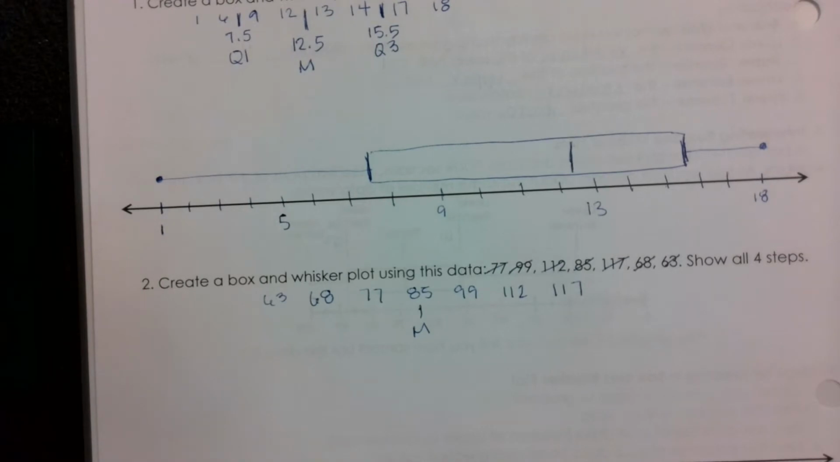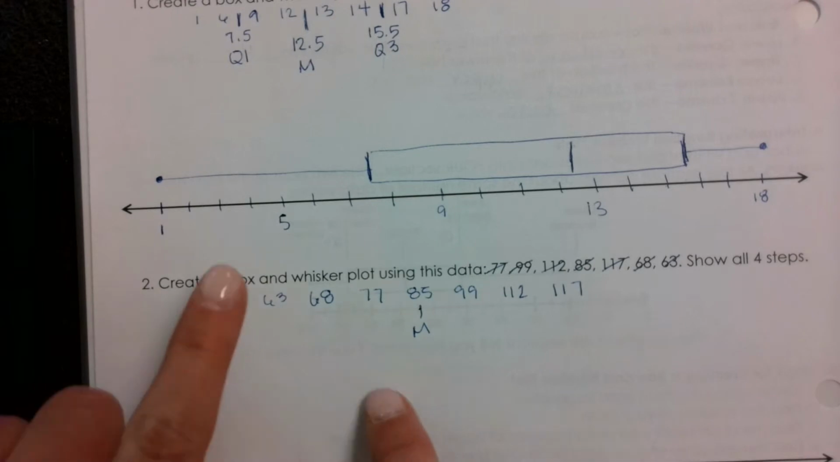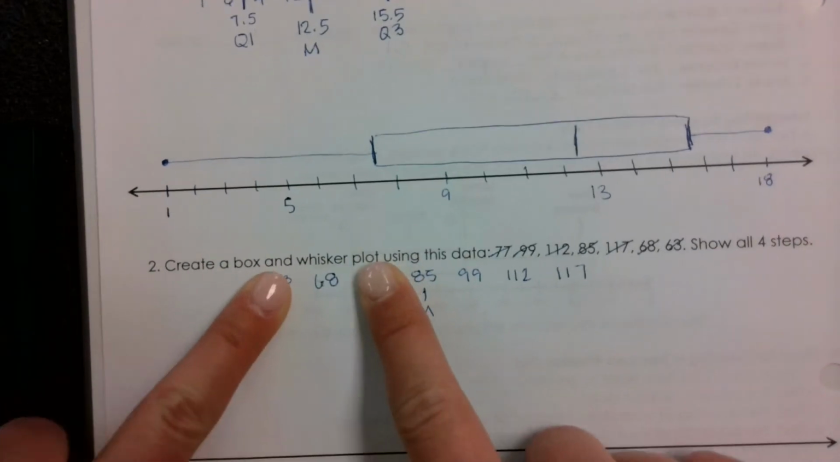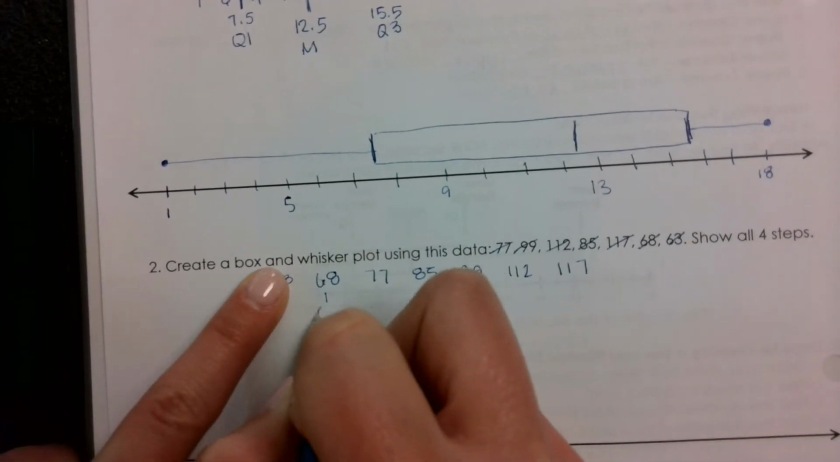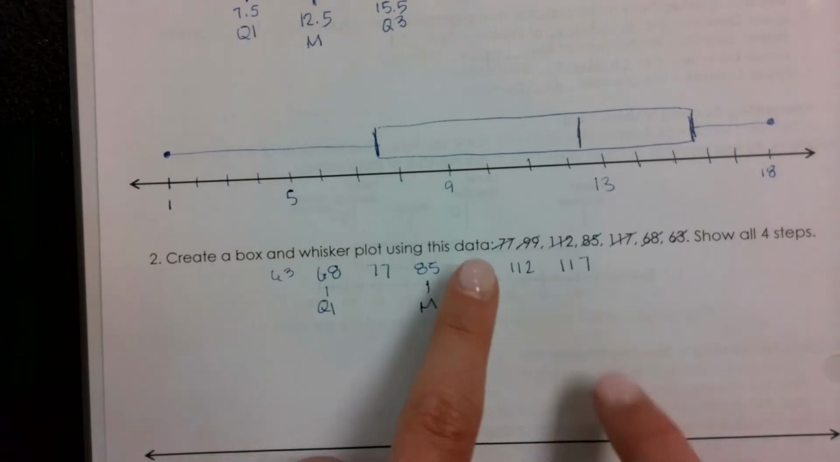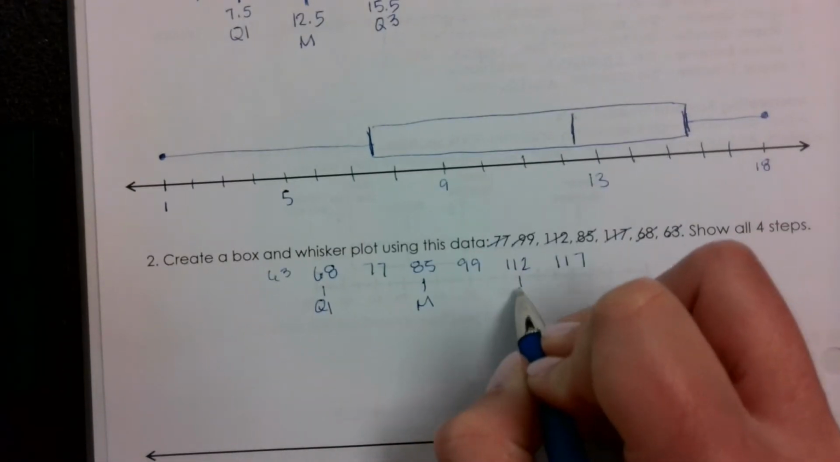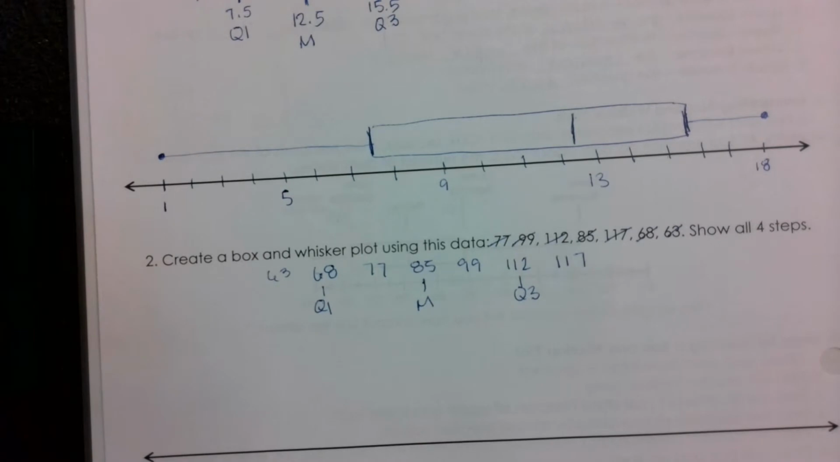Then how are you going to find Q1? Mark out again. So 63, 67, mark out. What's your Q1? 68. Q3? 112. And then we're ready to go ahead and put this on our little number line, yeah?